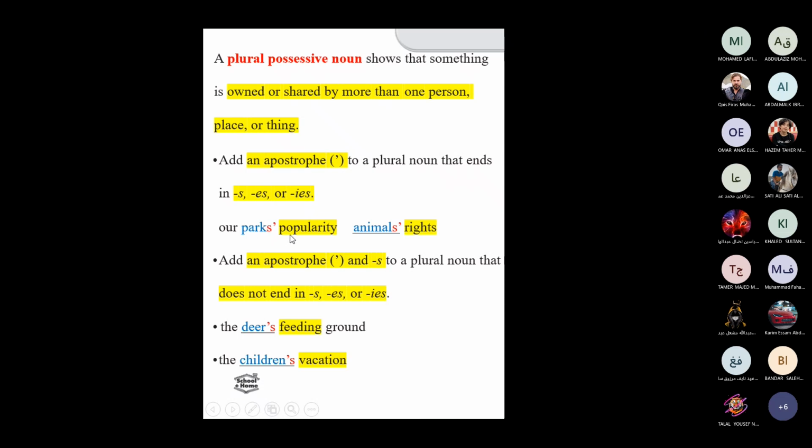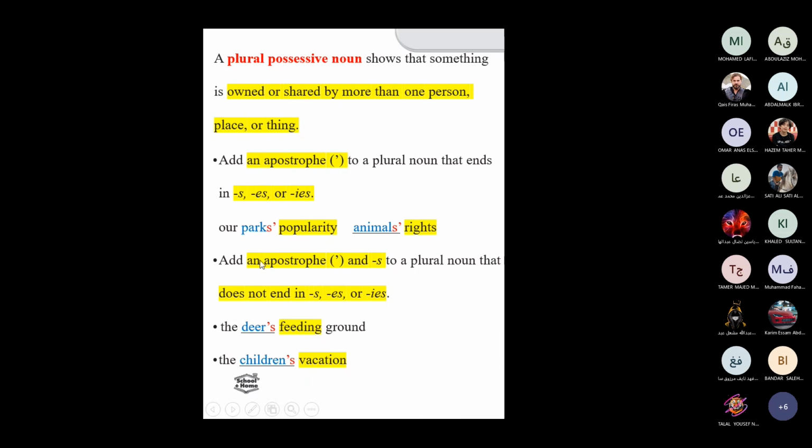So we say our parts' popularity. Animals' rights. You see here parts is a plural. I just add an apostrophe after the s to say that the parts have popularity. The parts own popularity. And animals is a plural, so we already have s at the end. So I just add an apostrophe after the s to say that the animals have rights. The animals here own rights and the rights belong to the animals. Okay, this is the first part.